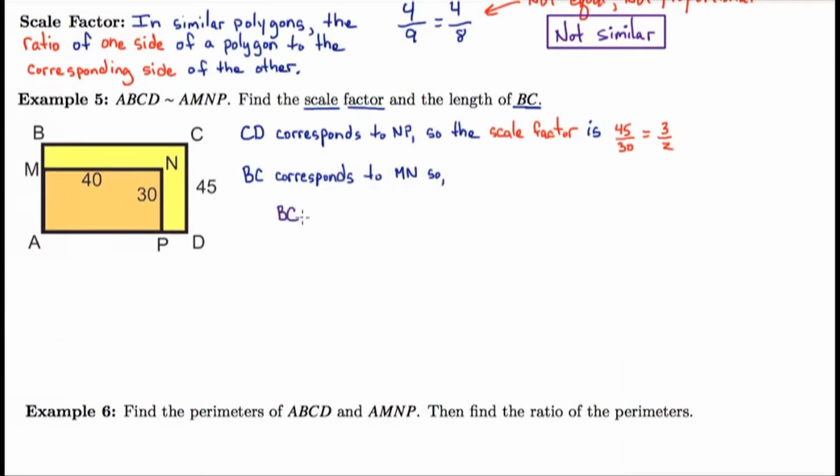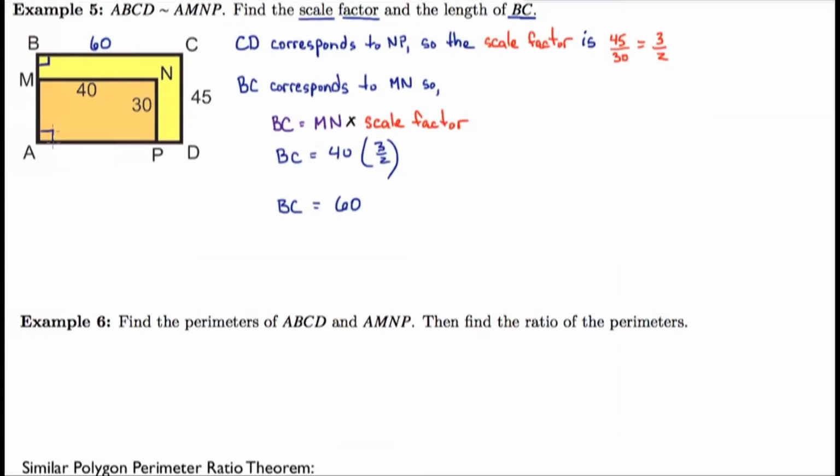Side BC corresponds to side MN, so that must mean if I want to find what side BC is, it's unknown, and I multiply side MN times the scale factor, it will give me side BC, which is 40 times 3/2, which is 60. So if you know the scale factor, you can use that to find an unknown corresponding side of another polygon.